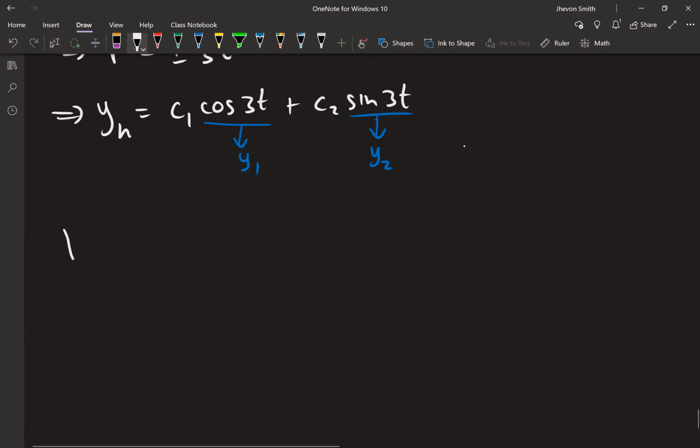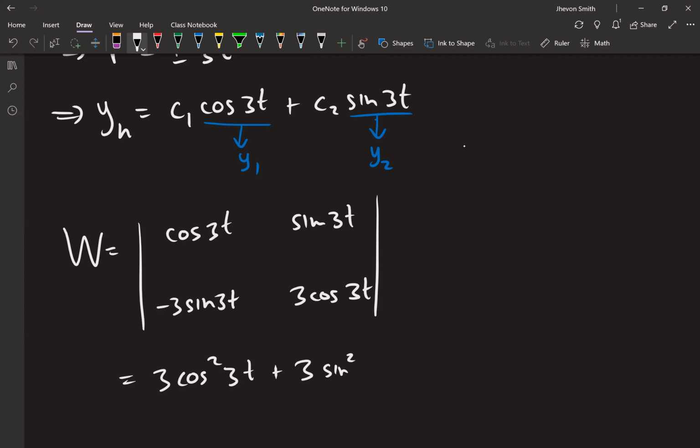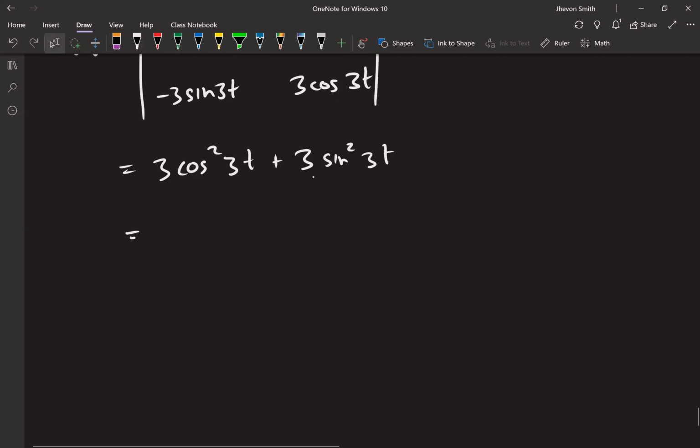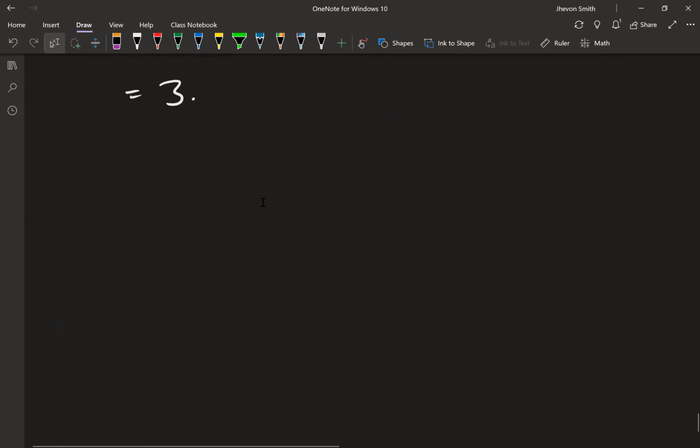So now what I'm going to do is I'm going to find the Wronskian. The Wronskian is going to be cosine 3t. Below that, write the derivative of cosine 3t, sine 3t, differentiate the sine 3t. That is going to be 3 cosine squared 3t plus 3 sine squared 3t, which is 3. So yeah, Roberto guessed it was 3, and this is correct. So the Wronskian is 3.